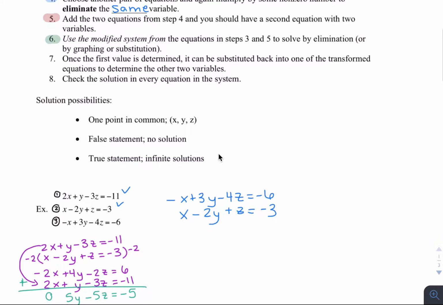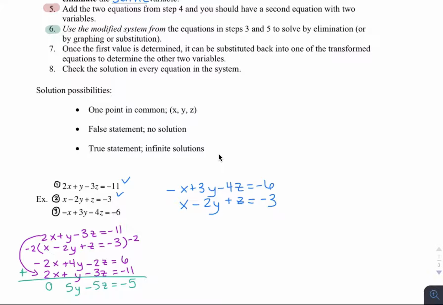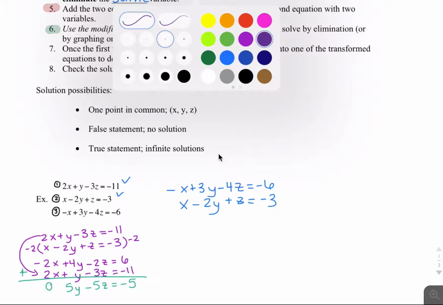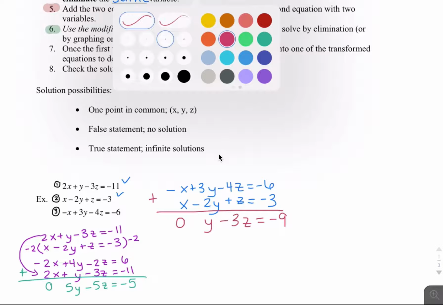Now, I'm going to add so that we can eliminate the same variable. We should have a second equation with two variables. So we're going to add. Negative x plus x is 0. 3y plus negative 2y is 1y. Negative 4z plus z, negative 3z, and negative 6 plus negative 3 is a negative 9. So now we have two equations with two variables. So now we're on to step 6.